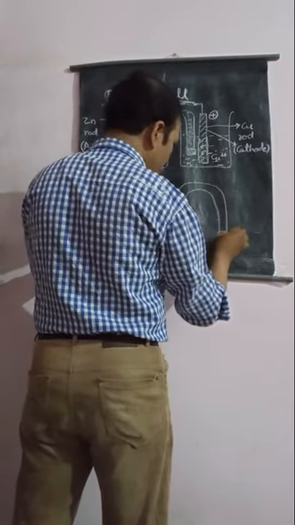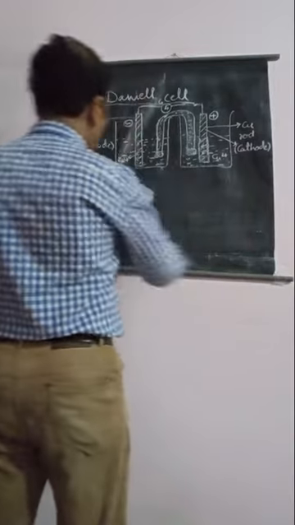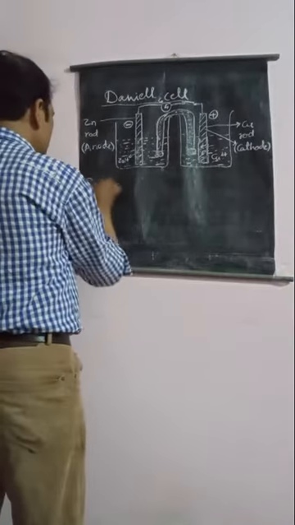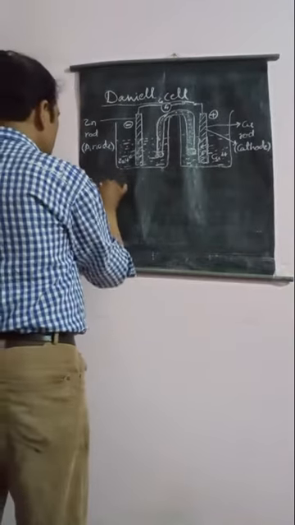Now after it, we will see how we can represent this particular Daniell cell. So we will see the representation of a cell.